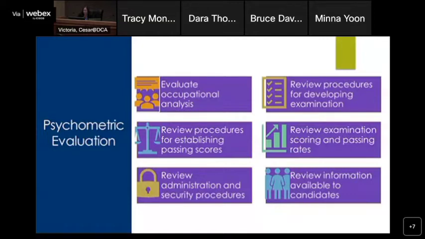So each of these components are part of that psychometric evaluation. I have more information I can share with that, but that's a snapshot of what we do here.